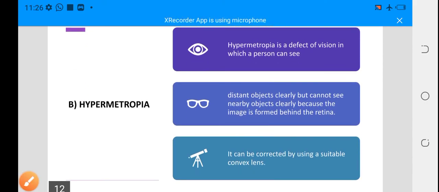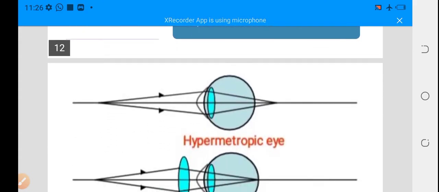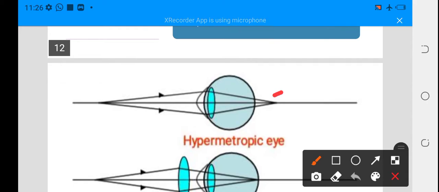Coming to the next one, hypermetropia. Hypermetropia is a defect of vision in which a person can see distant objects clearly but cannot see near objects clearly, because the image is formed behind the retina. It can be corrected by using a suitable convex lens. You can see here the image is formed here, but where is the retina? The image is formed behind the retina, so this is called long-sightedness. It is also called hypermetropia.